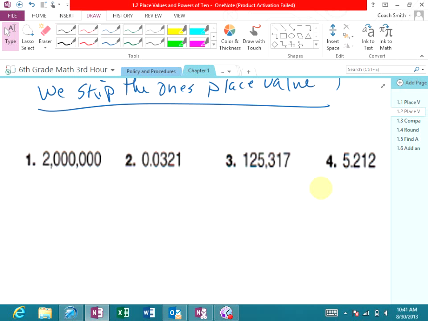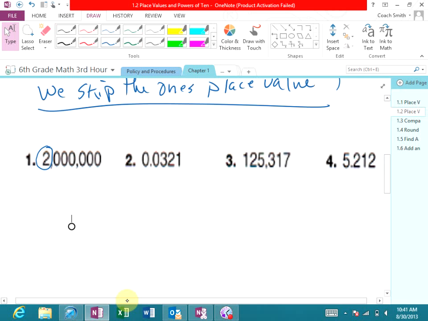Yesterday, if I told you to put 2 million in expanded form, what would you have done? You would do the 2 million plus 30,000 plus, something like that, correct? Okay. What we're going to do today is learn expanded form with exponents. Here's how we would do it. We would look at the 2. There's our 2. What place value is that 2 in?